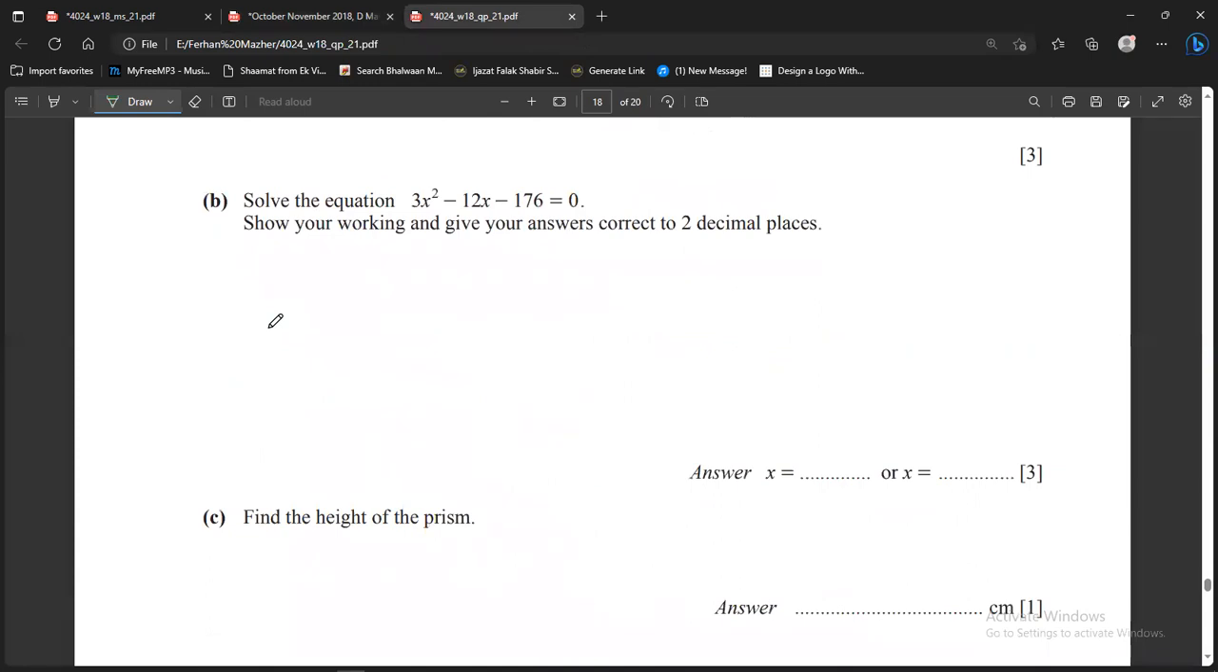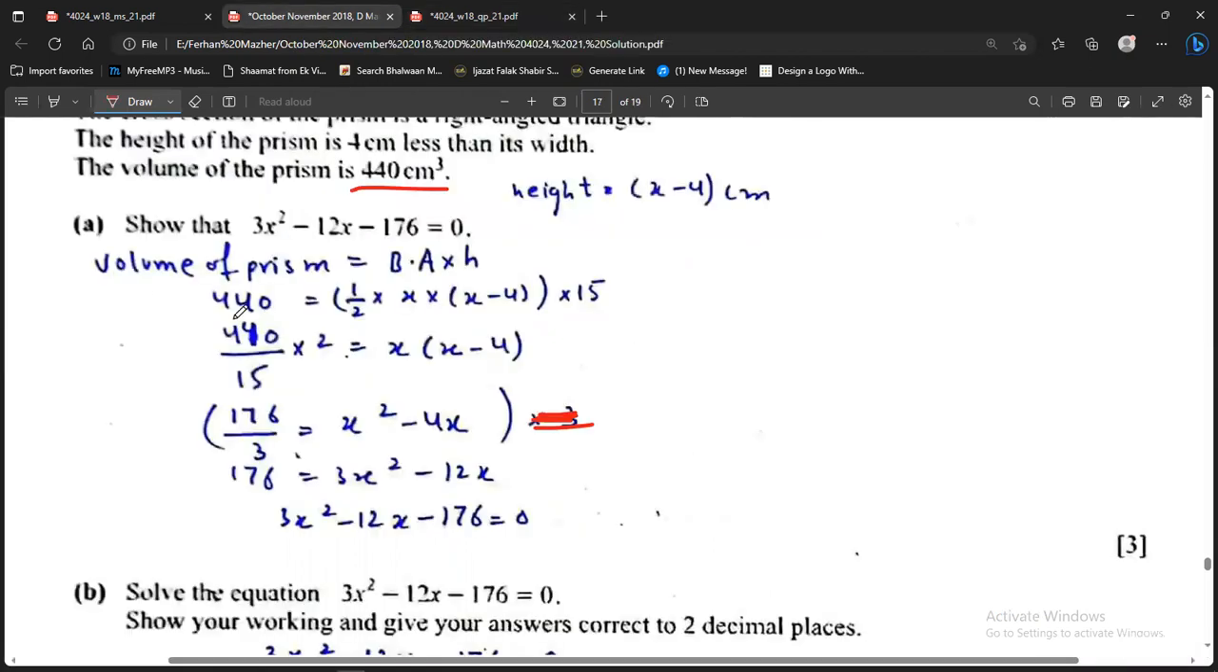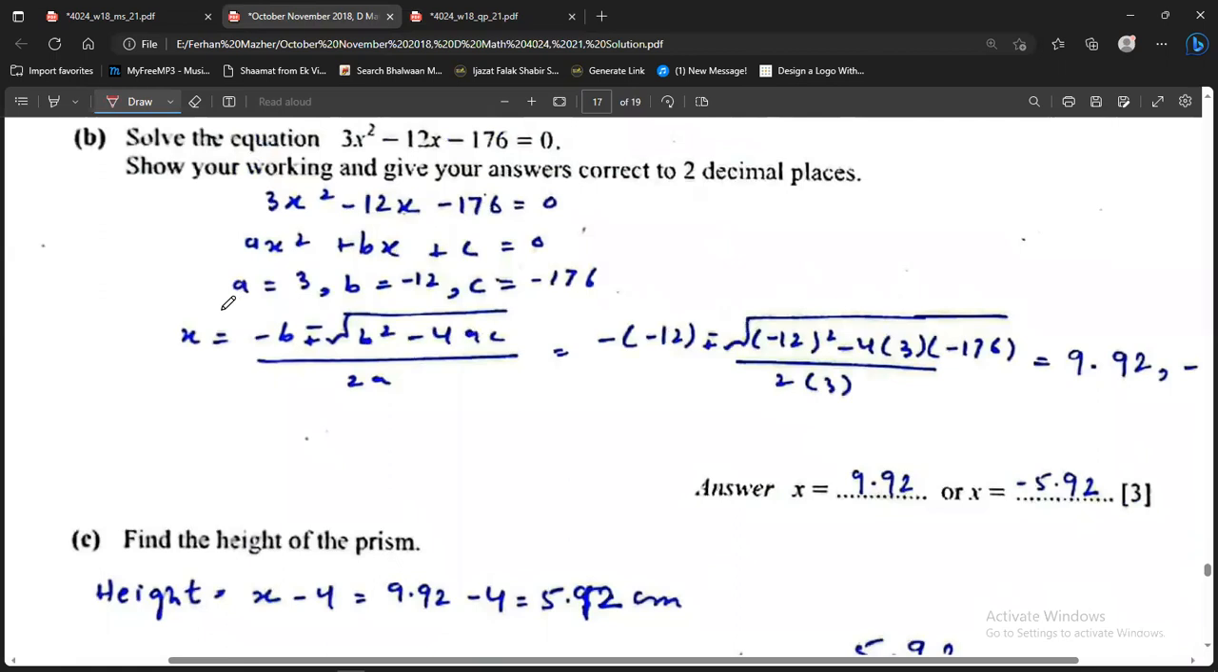He says B part, solve the equation 3x squared minus 12x minus 176 equals 0. Show your working and give your answer correct to two decimal places. So here is a 3 marks question. You have to apply the quadratic formula. And so A is 3, B is minus 12 and C is minus 176. The quadratic formula is minus B plus minus under root B square minus 4AC divided by 2A. Just substitute your values.